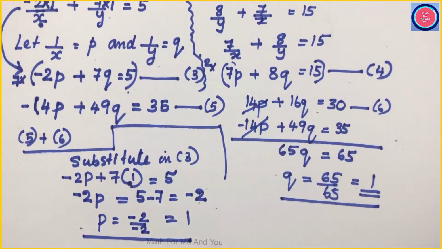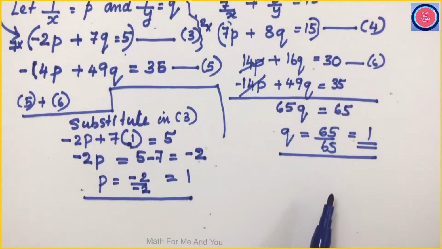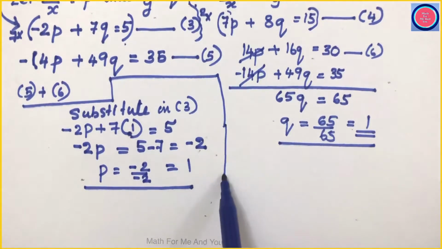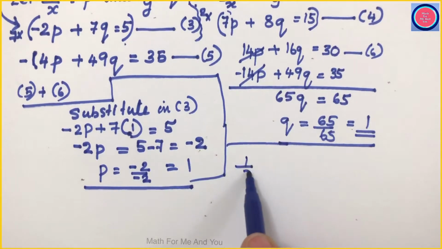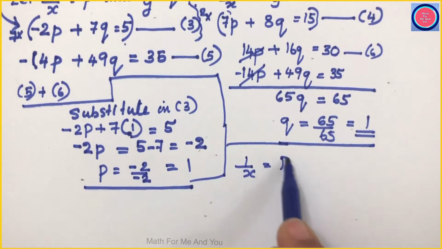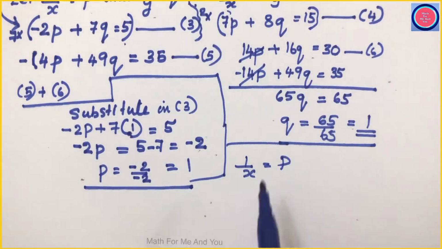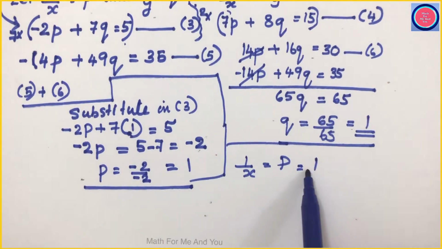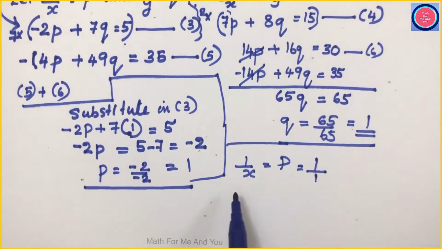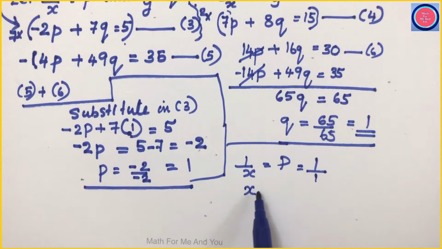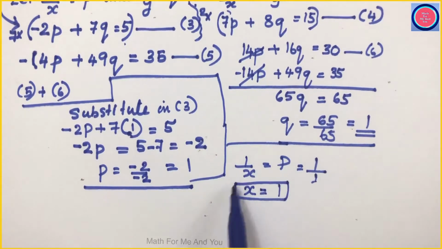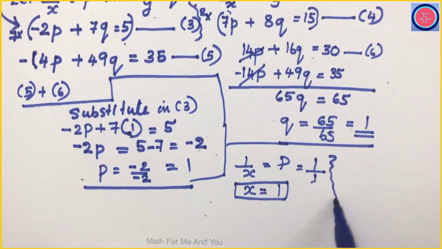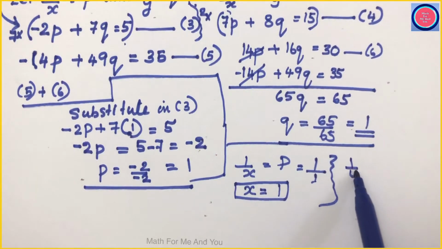But actually we have to get the value of x and y. How can we find that? See, what is p? We have taken p as 1 over x. We can give the value 1 over x is equal to p, and now we got p as 1. That means 1 over x equals 1. So 1 also we can write as a fraction with the denominator 1. Now take the reciprocal. X we keep in the numerator side. X over 1, no need to write over 1. The other side also we change numerator denominator, so we get x equals 1.